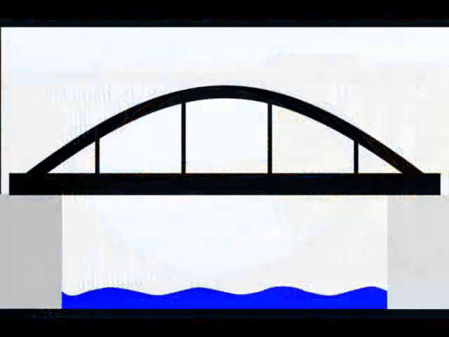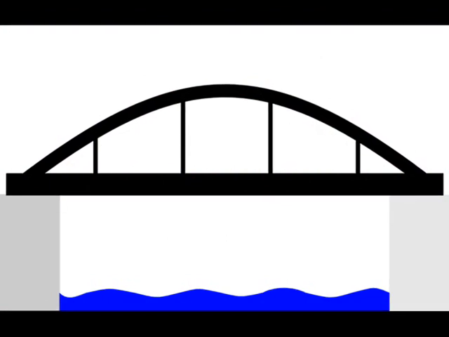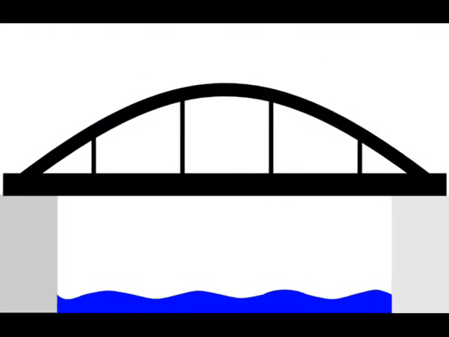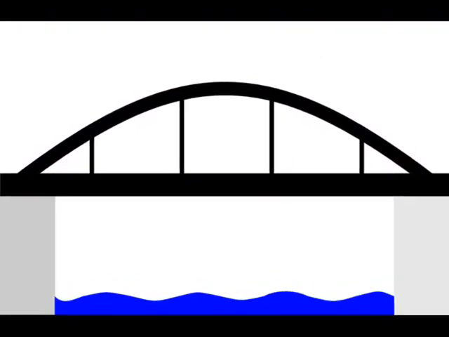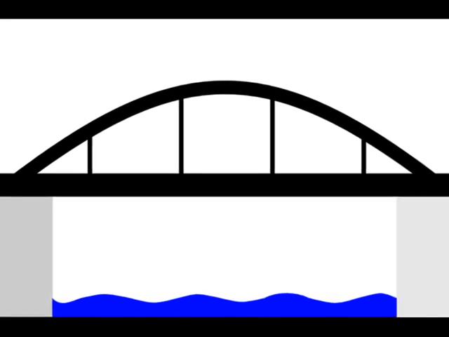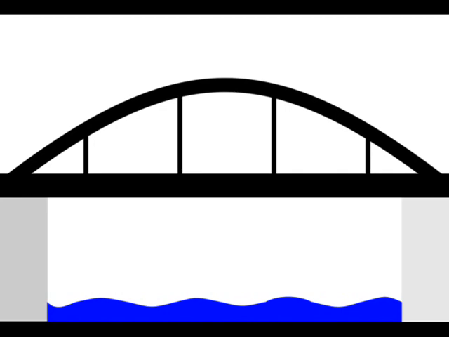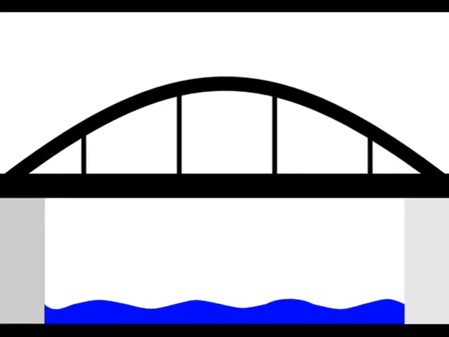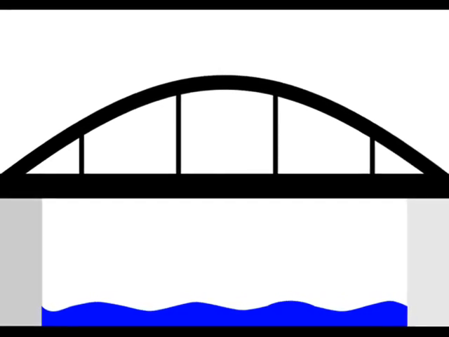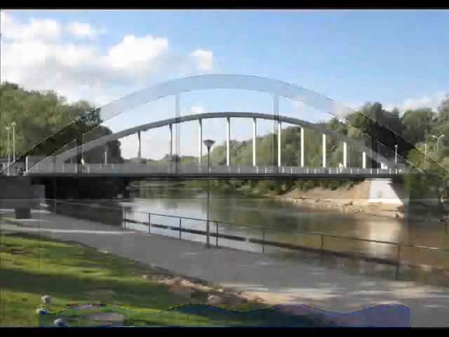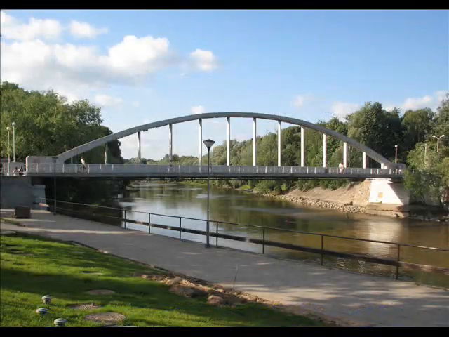Tied arch bridges have an arch-shaped support structure but differ from conventional arch bridges. Instead of transferring the weight of the bridge and traffic loads into thrust forces at the abutments, the ends of the arches are restrained by tension in the bottom third of the structure.